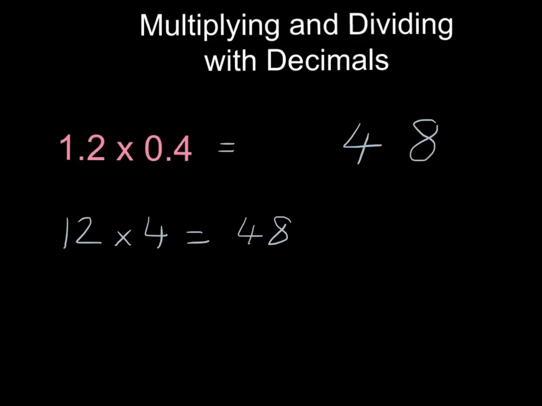But if we go back to the question and ask how many decimal places are there in the question, 1 here, 1 here, then our answer is going to have exactly the same number of decimal places as our question did. So we're going to need 1 decimal place here and 1 decimal place here, which means our decimal point is going to be there. So our final answer is actually 0.48, which is what our calculator tells us.